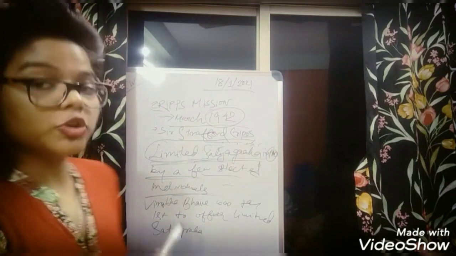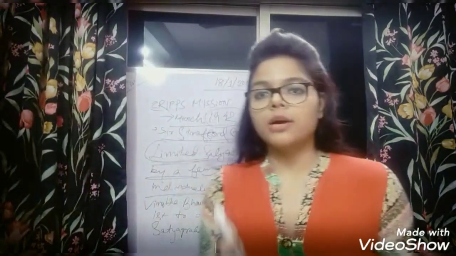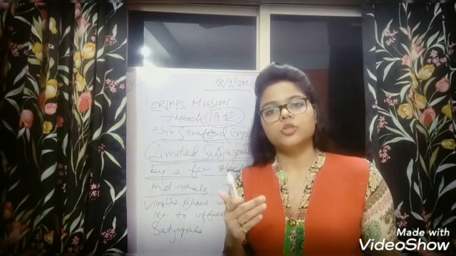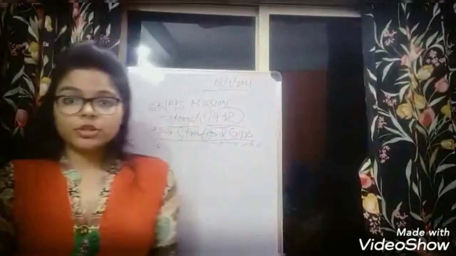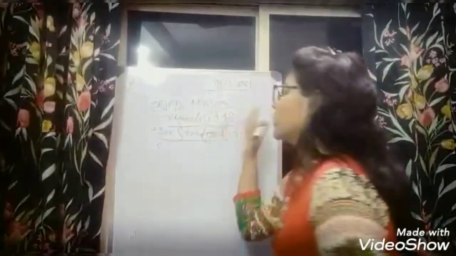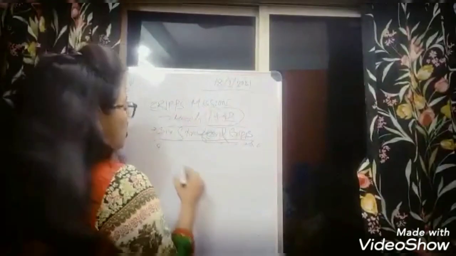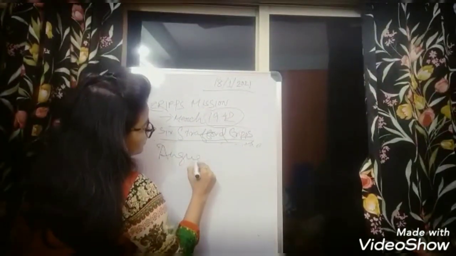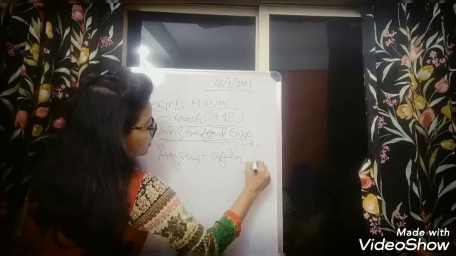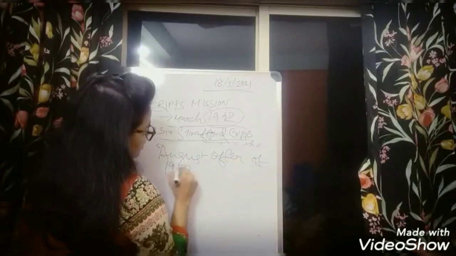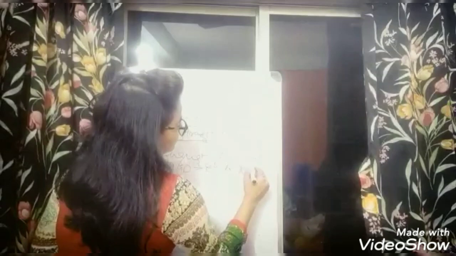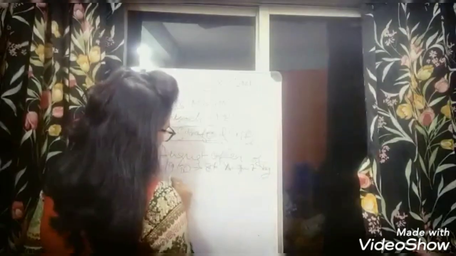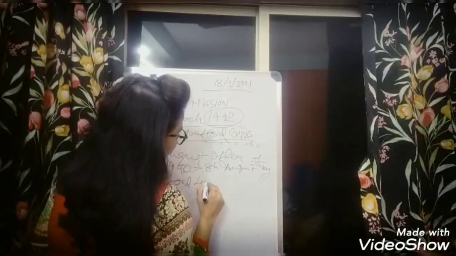He was followed by individuals like Maulana Abul Kalam Azad, Rajgopalachari and so on. Another very important episode before the advent of the Cripps Mission to India was the August offer of 1940. What was the date of the August offer? It was declared on 8th August by Lord Linlithgow.